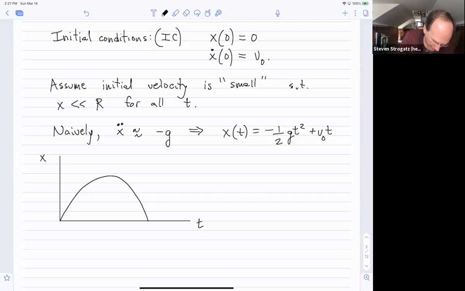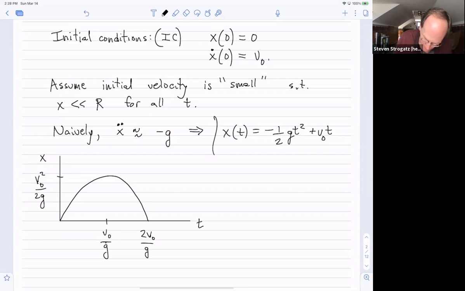You could check that the maximum height that will be reached is V0 squared over 2g. We could get that by setting the derivative of x to 0. It's going to be when we're at the top of our flight. And that will occur halfway through the flight, which will be at a time, it turns out to be V0 over g. And the time to hit the ground in this traditional problem will be twice that, 2V0 over g. So those are little things that you could check just by working on this formula here.